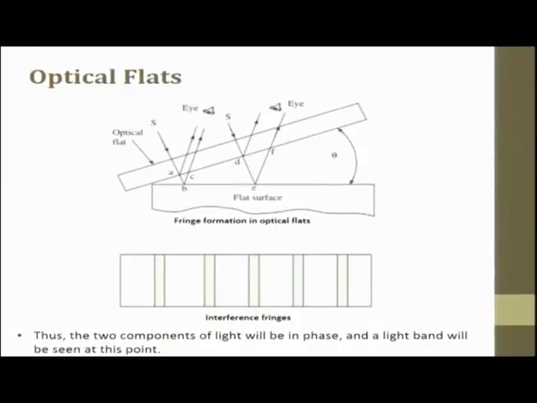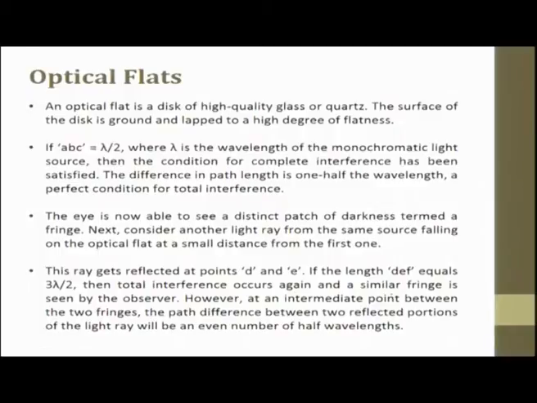Next one is the optical flat. Optical flat means you have an optical glass, assume it as a plate, where the top surface and the bottom surface are completely made flat. This is predominantly used for generating fringe patterns. An optical flat is a disc of high quality glass or quartz. The surface of the disc is ground and lapped to a high degree of flatness.